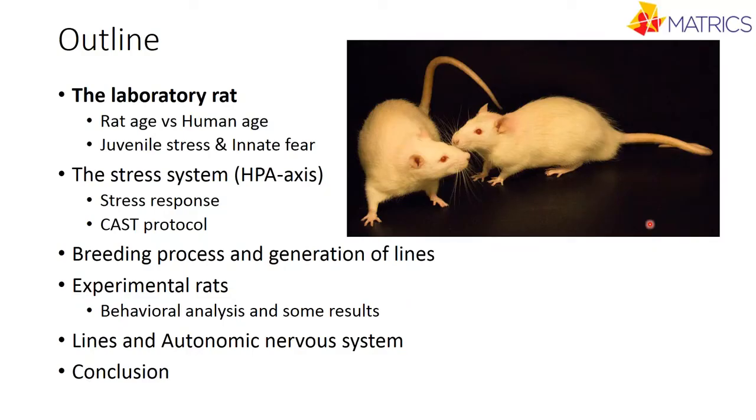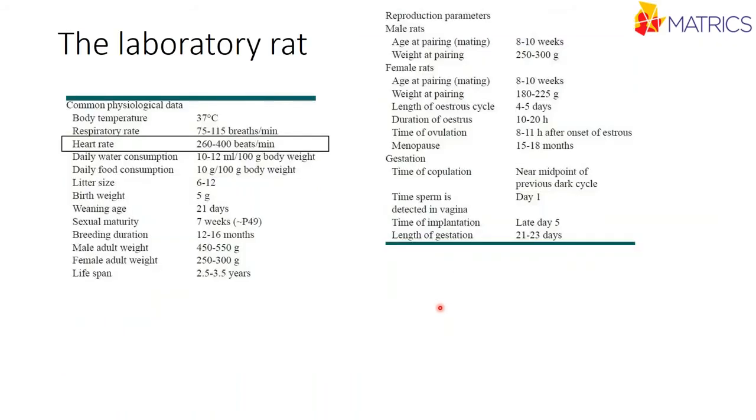developing some lines that are responding differently to stress, and specifically during the juvenile period. So for this, I will go through different points. I know that some of you do not work with rats, so I will present basically some basic stuff about the laboratory rats. Then I will present the stress system, a breeding procedure that we use in the lab, and some experiments that I did with those animals.